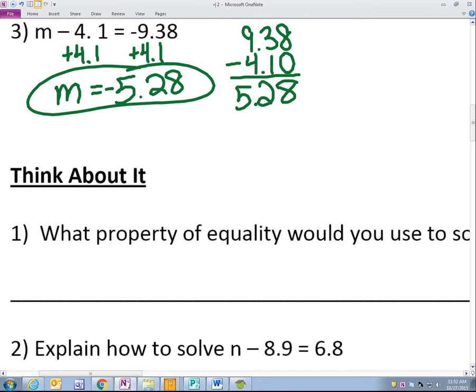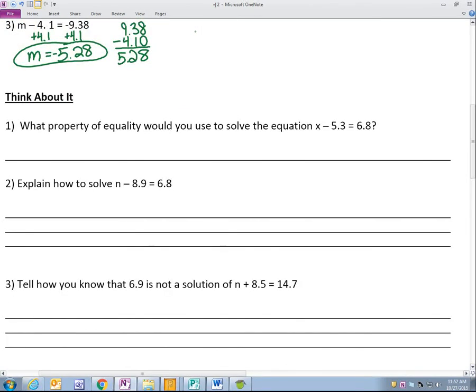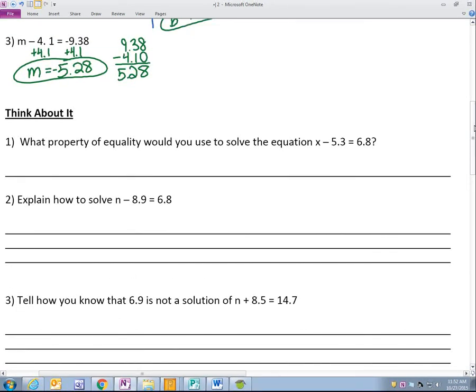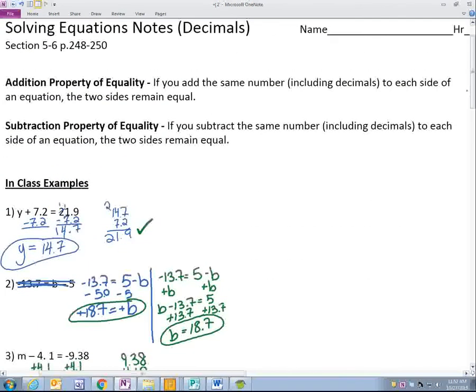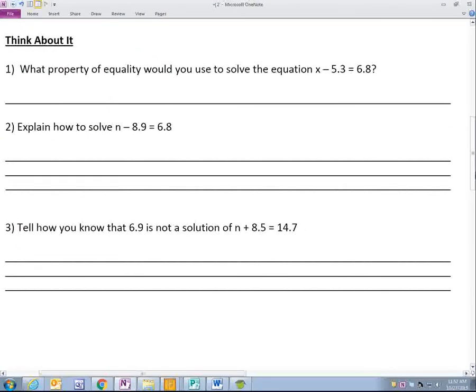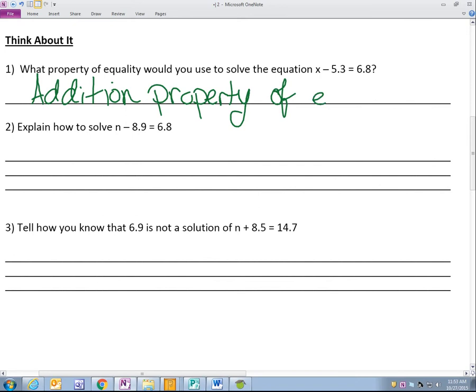Okay? Now let's think about it. What property of equality do you use to solve the equation x minus 5.3 equals 6.8? Which property of equality? So it's going to be one of these two. Either this one or that one. The addition property of equality is correct, because it's subtraction and its inverse is addition.